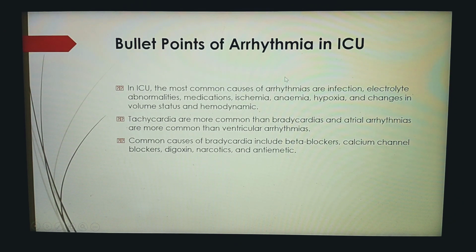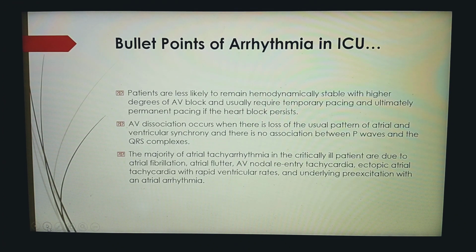In the ICU, the most common causes of arrhythmia are infection, electrolyte abnormalities, medication, ischemia, anemia, hypoxia, change in volume status, and hemodynamics. Tachycardia is more common than bradycardia, and the most common causes of bradycardia include beta blockers and different types of heart block. If the patient is unlikely to remain hemodynamically stable with a higher degree of AV block, they usually require temporary pacing, ultimately permanent pacing if the heart block persists.